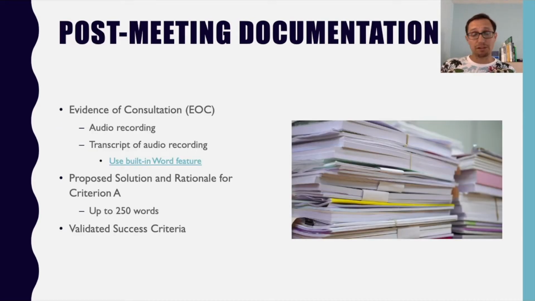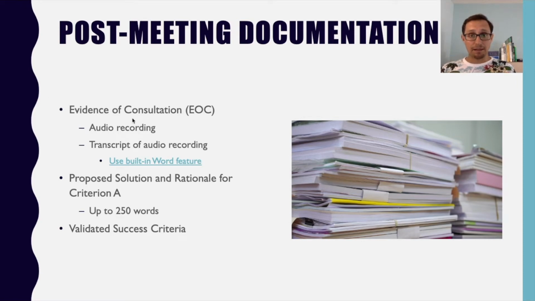Finally, afterwards, you'll need to produce basically the same documentation as before. So a transcript of the audio recording. This time, a write-up for the criterion A. This one is the proposed solution and rationale. This is not a scenario overview, but you're actually writing your project proposal and why you're doing it. Up to 250 words again. And then finally, validated success criteria. So the success criteria that your client has looked at and approved.